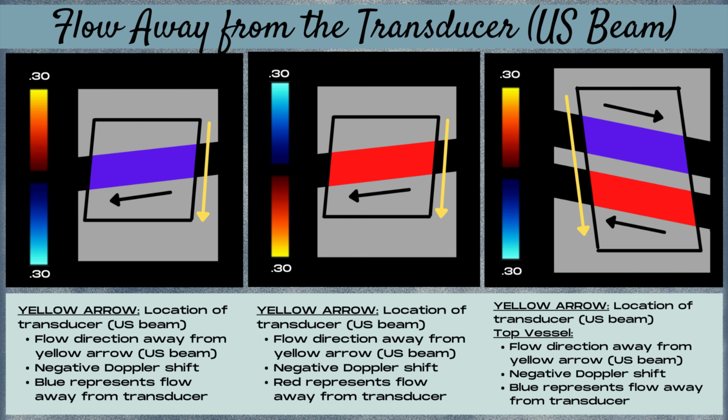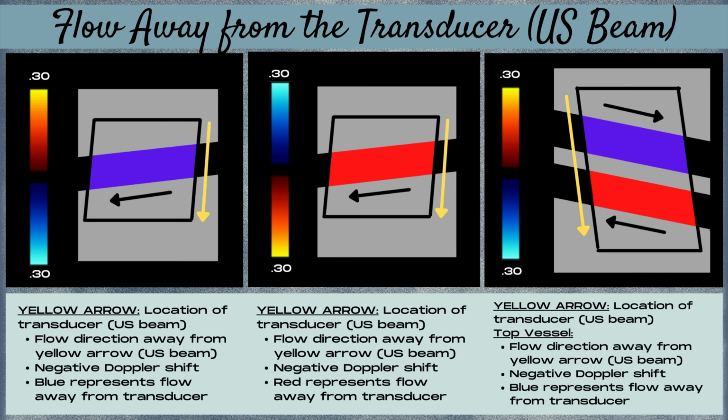In the image to the far left, the yellow arrow represents the location of the transducer or ultrasound beam, and flow direction is moving away from the yellow arrow or ultrasound beam. The color on the bottom of the color Doppler map is blue, so blue in this instance is going to represent a negative Doppler shift or flow moving away from the transducer.